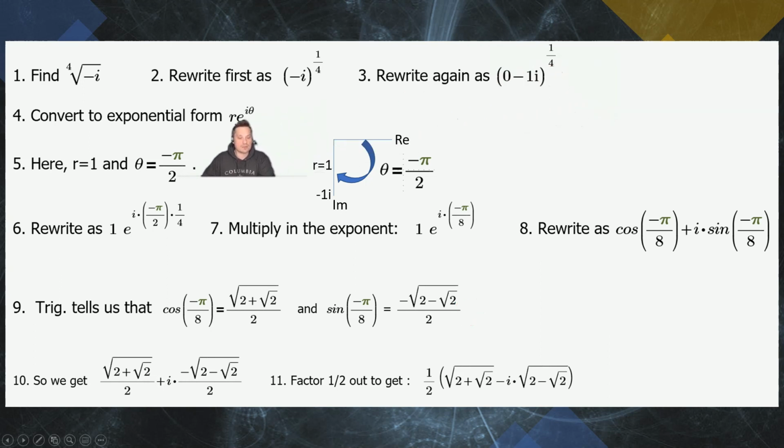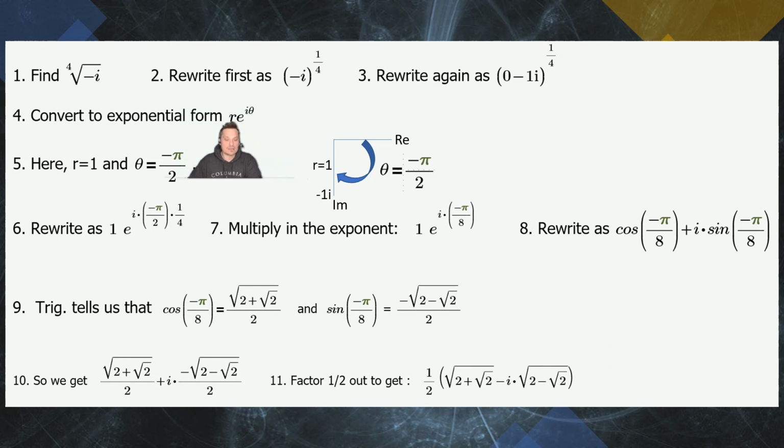And now what I want to do is convert it to this exponential form, where it's r times e to the i theta. I'm doing it this way because it's a lot more efficient than trying to do it in a different way that doesn't involve r e to the i theta exponential forms. Now we just have to figure out how to do that.